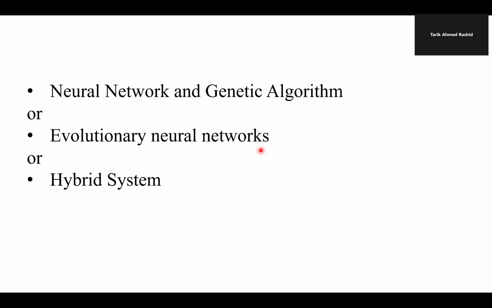So, evolutionary neural network: a genetic algorithm combined with a neural network could be called an evolutionary network. Also sometimes called a hybrid system.